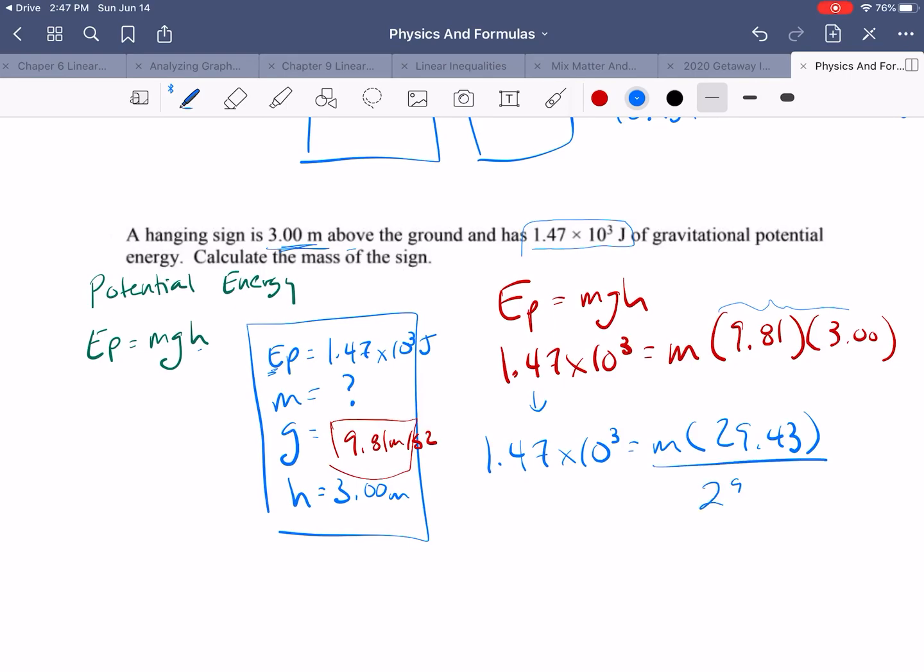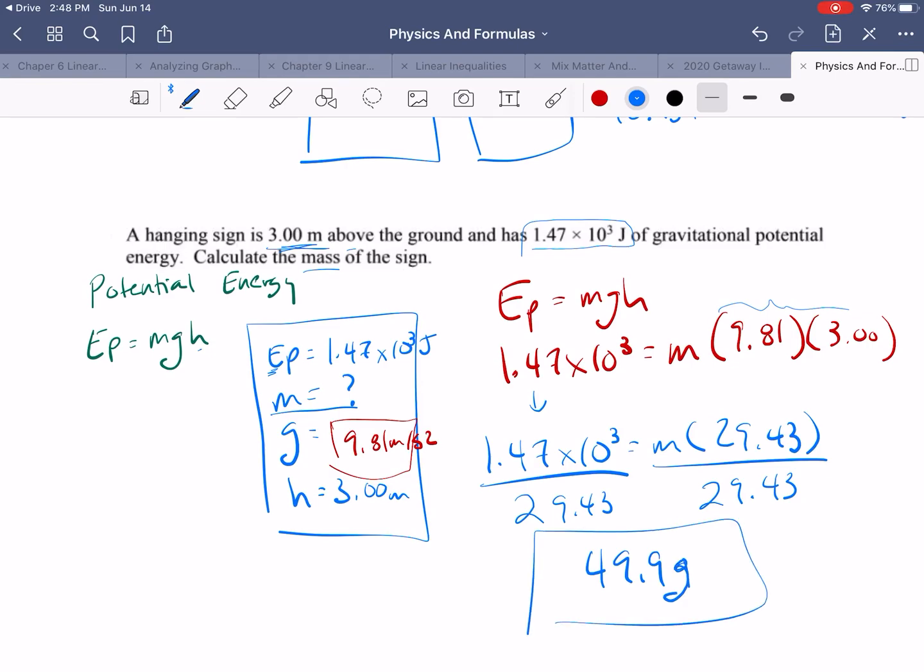See how I did this, guys? So I'm just going to divide this number out. I'm going to go ahead and do that. Divided by 29.43. I get 49.9. Cool. And what am I measuring for? I'm getting M. So calculate the mass. Well, mass is always measured in grams. And so that is your answer.